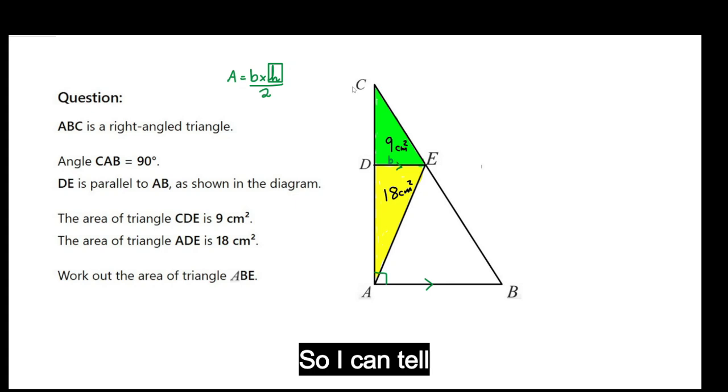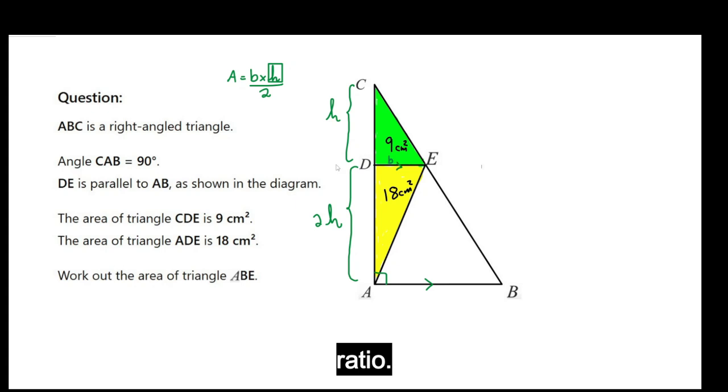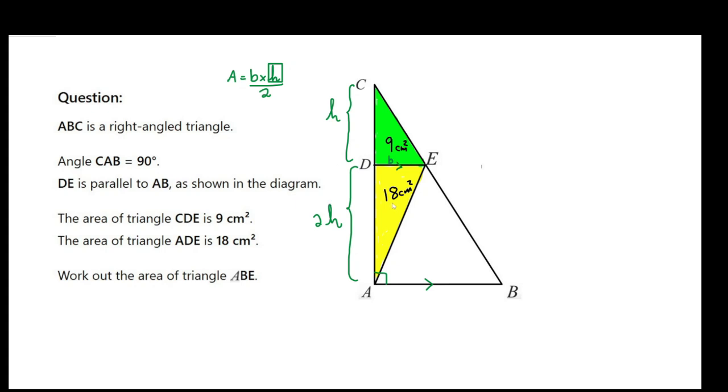So I can tell if this is H, this one must be 2H. Or I can say it's in 1:2 ratio. That's the only way that this can have twice the area having the same base.